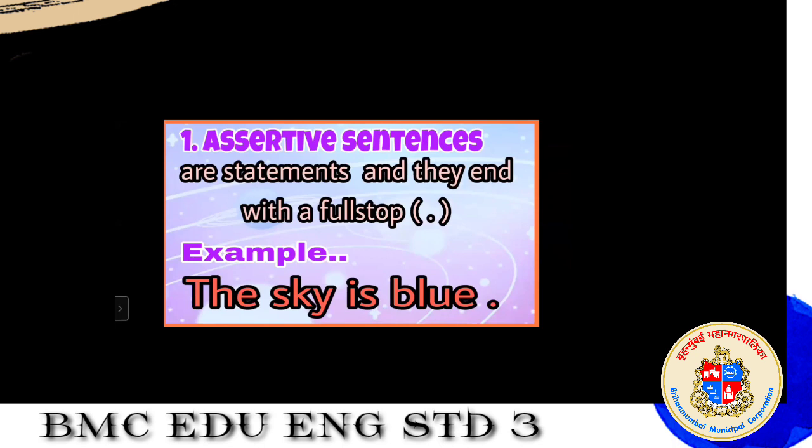Now, what are assertive sentences? As I explained, these are statements and they end with a full stop. Can you see the full stop mark here? Very good. Now, an example, a very normal statement: The sky is blue. The first letter is always a capital, and at the end of the sentence I have written the full stop. That means our sentence is complete. There is a stop.